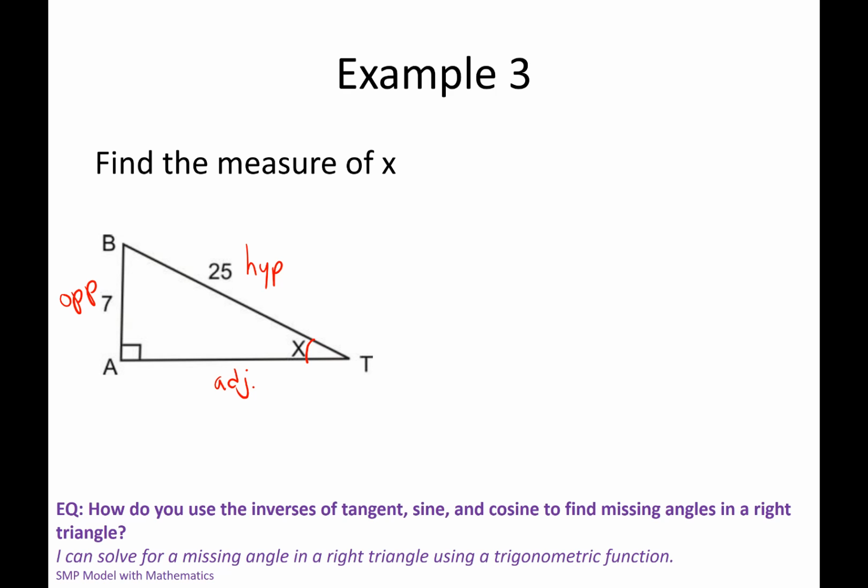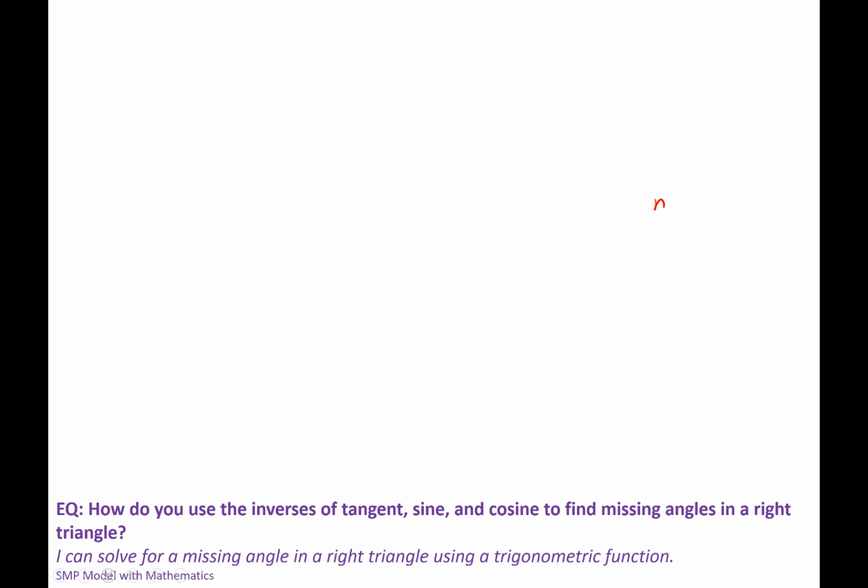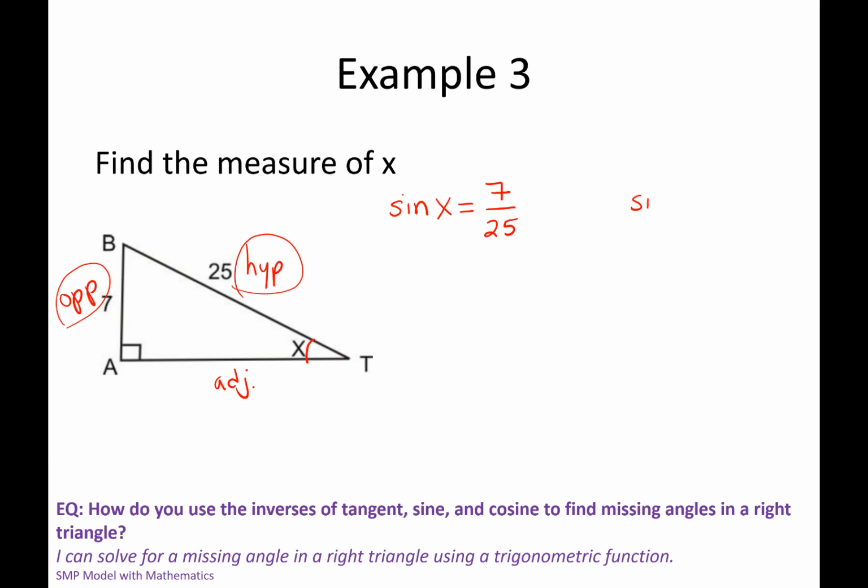So for this triangle, we are given opposite and hypotenuse. So we need the trig function that does opposite and hypotenuse. That trig function would be sine, the SOH of SOHCAHTOA. So sine x is going to equal opposite over hypotenuse. And then when I do my inverse trig, I'm going to say sine inverse, and then I switch my ratio and my angle.